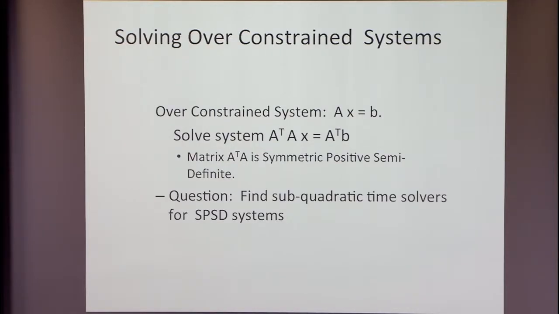So in particular, remember that if you have an over-constrained system, you want to solve Ax = b, and in general you can't solve it, so what do you do? You multiply both sides by the transpose, and then you solve this system, and magically the system A transpose A is now symmetric and positive semi-definite, and so this is what makes a lot of this stuff work, okay?